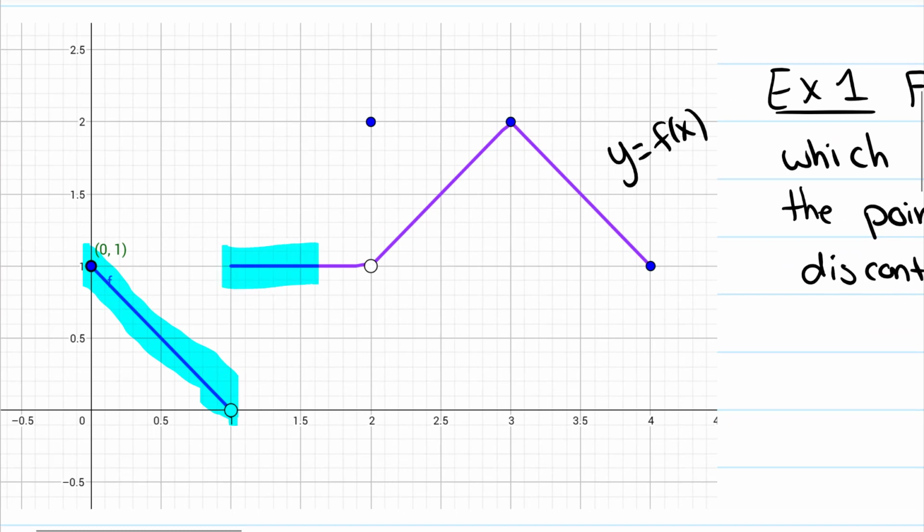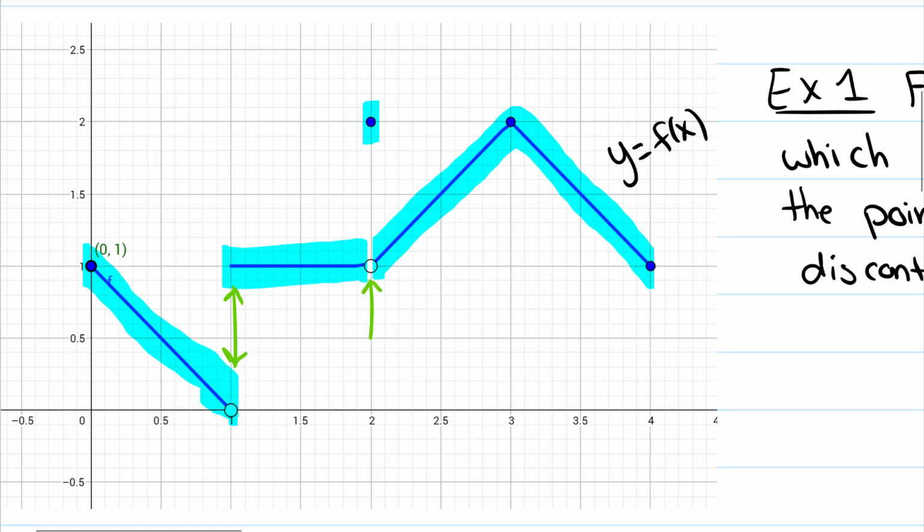Then I continue my graph, and here, since I have a hole, I have to lift my pencil, go to this blue dot, and then lift my pencil again. This means I have another point of discontinuity, and now I can complete the graph without having to lift my pencil. So at this point here and this point right here, I'm going to have discontinuities.